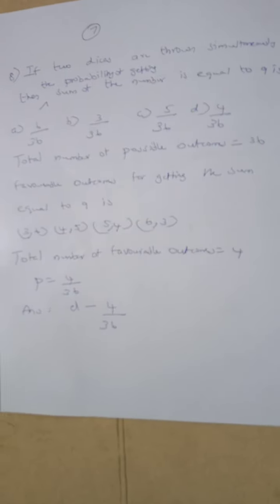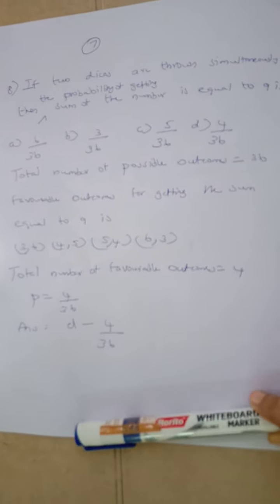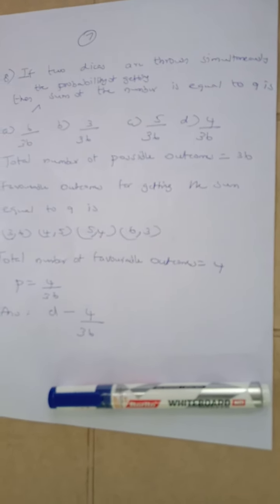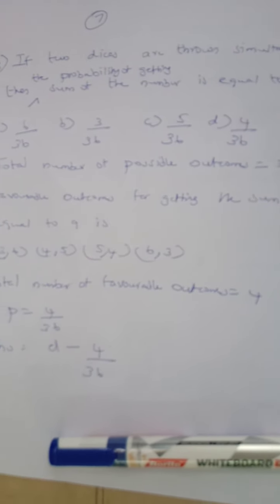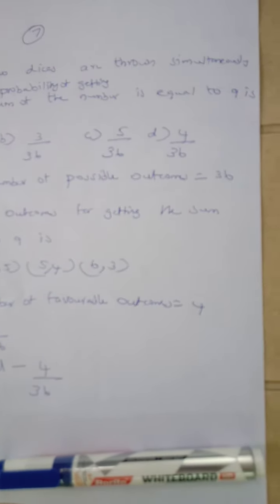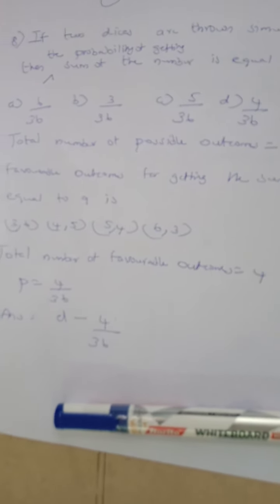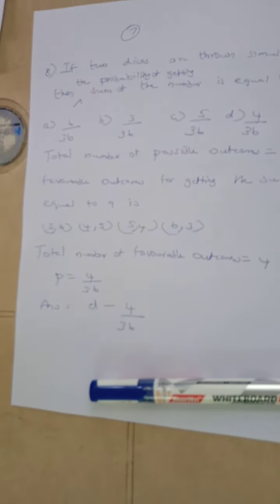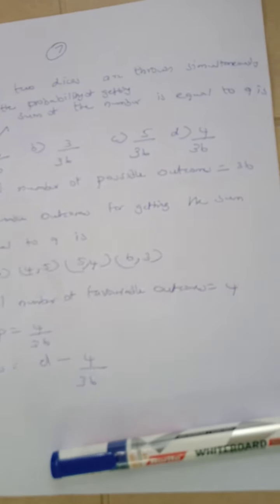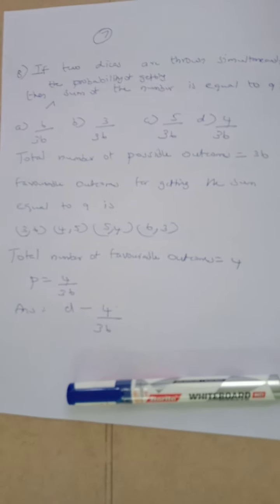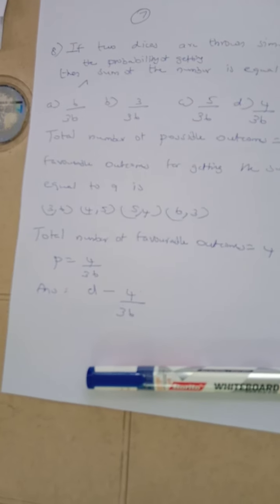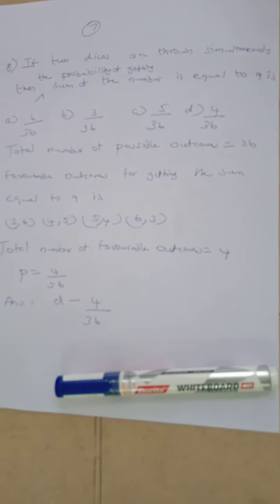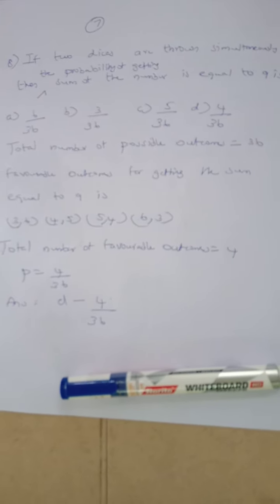Question number 8. If 2 dice are thrown simultaneously, then the probability of getting the sum of the number equal to 9 is. When we throw 2 dice simultaneously, total number of possible outcomes is 36. Here the sum should be equal to 9. So the favorable outcomes are 3, 6, 4, 5, 5, 4, 6, 3. Total number of favorable outcomes is equal to 4. So probability is equal to 4 by 36. The correct option is option D, 4 by 36. Let us move to the next question.